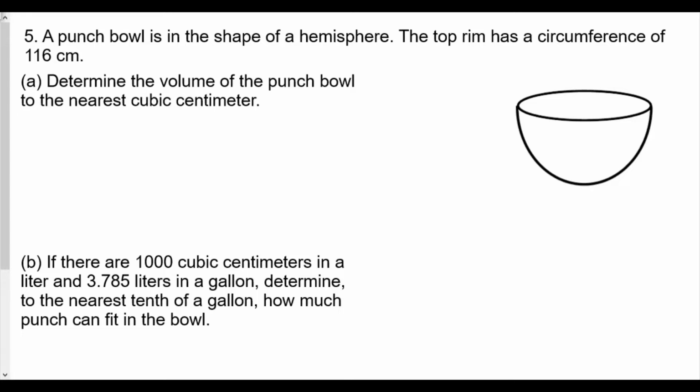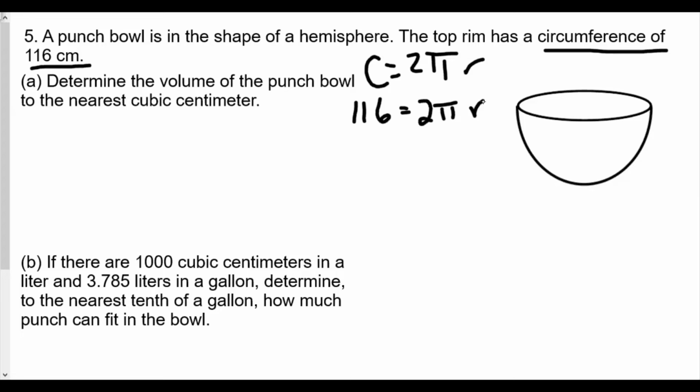Now it says here the punch bowl is the shape of a hemisphere. The top rim has a circumference of 116 centimeters. Determine the volume of the punch bowl to the nearest cubic centimeter. Now, very important here: we're going to be working with the idea of circumference to help us find the radius. So circumference is equal to 2 pi r, and they tell us the circumference is 116 centimeters. So we're going to divide both sides by 2 pi, and r is equal to 116 over 2 pi.